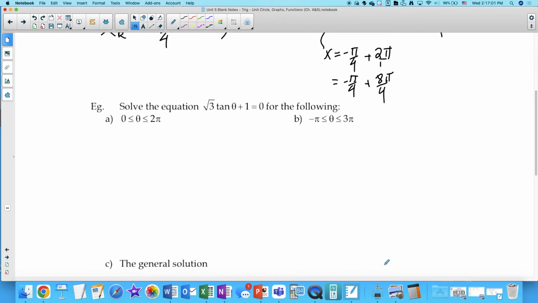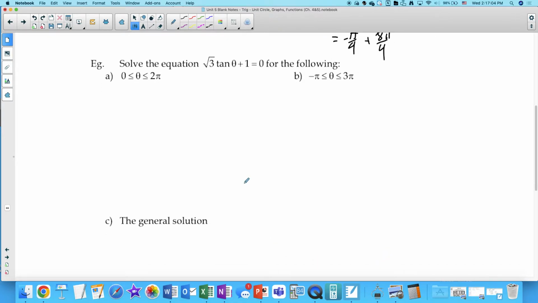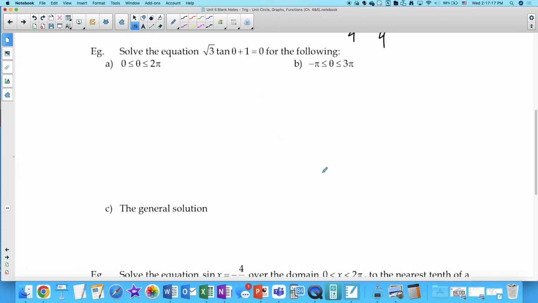Right, so now we're going to look at restricted domains again. And these are also both in radians. So first let's solve our trig equation. We've got root 3 tan theta plus 1 equals 0. Okay, so I'm going to start by subtracting 1 from both sides. Maybe I'll do that over here. And we've got root 3 tan theta equals negative 1. And then I can divide by root 3. So tan theta equals negative 1 over root 3.